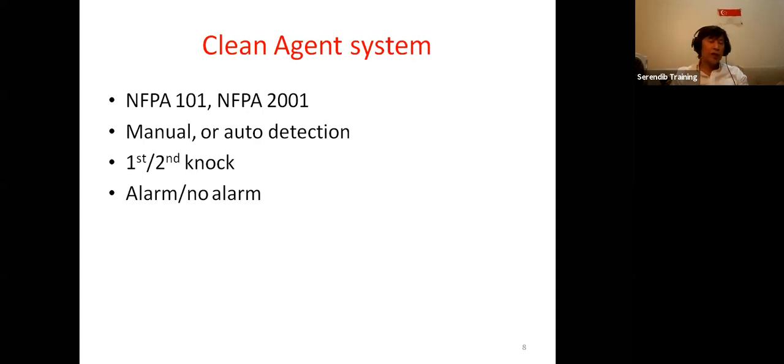So clean agent as a whole also has its own set of cause and effect. And NFPA 2001 stipulates things like the first bell, the second bell, high pressure discharge, low pressure discharge. All this will form part of the total cause and effect associated with the clean agent system. So it's not really straightforward. It will have to be discussed in a separate session.